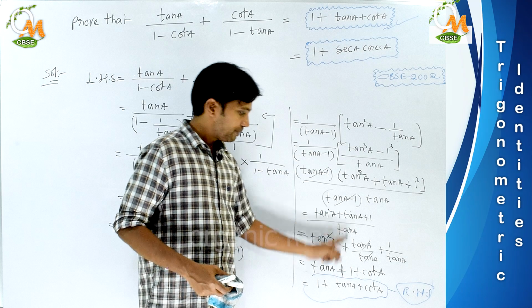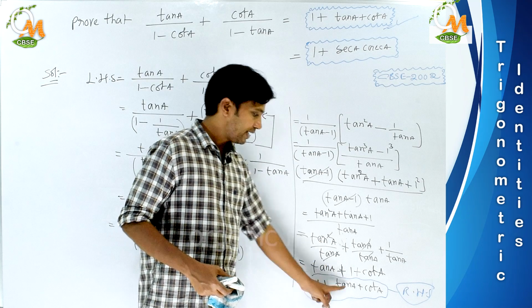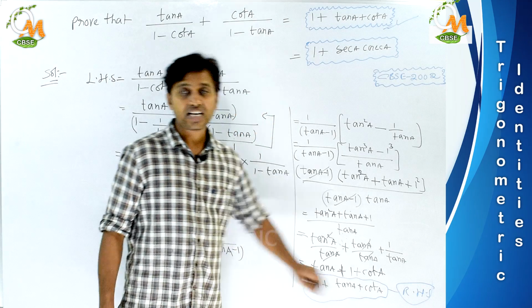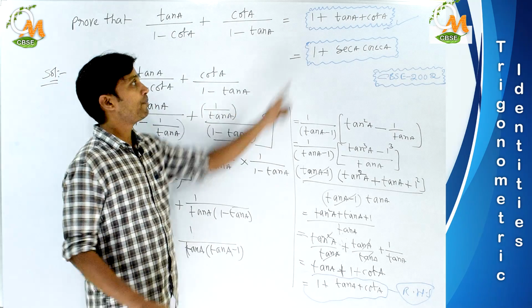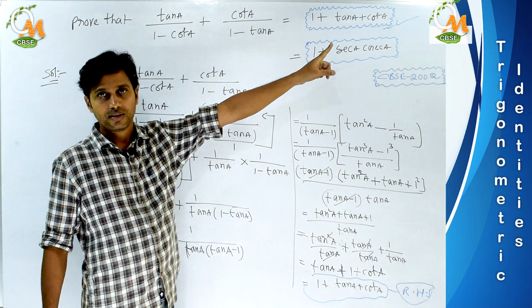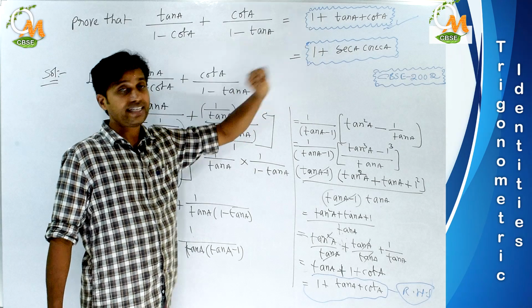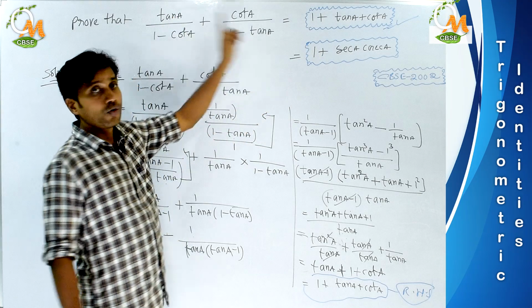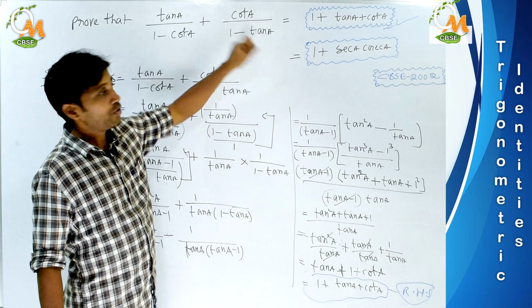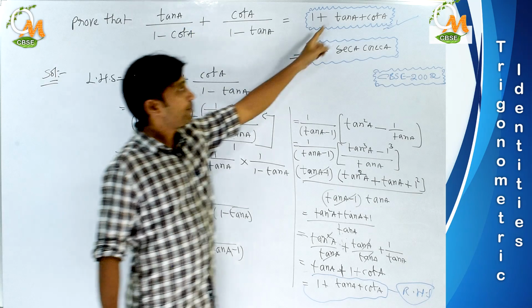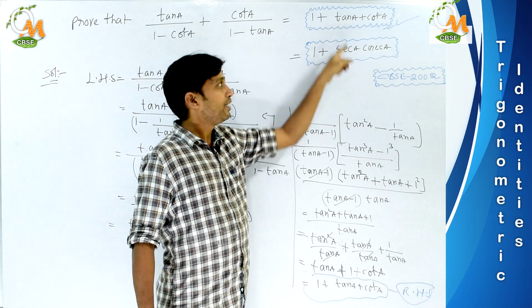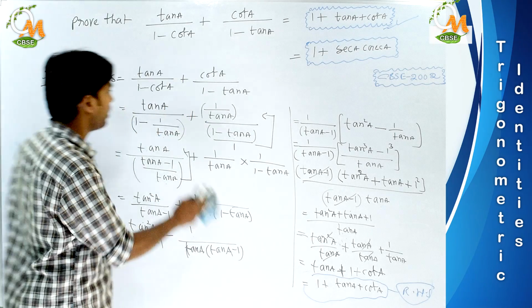After doing this much simplification, I obtained 1 plus tan A plus cot A, which is our first RHS part. So we obtained our first result. Now we need to get the second result. You don't need to go back to the question again. From this answer you can get this. Let us see how we have to get it.